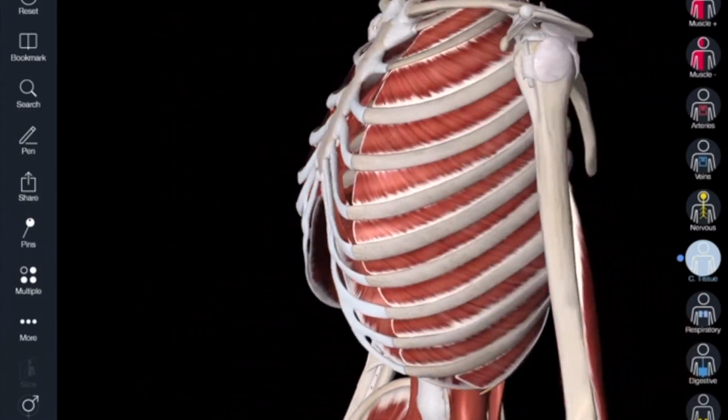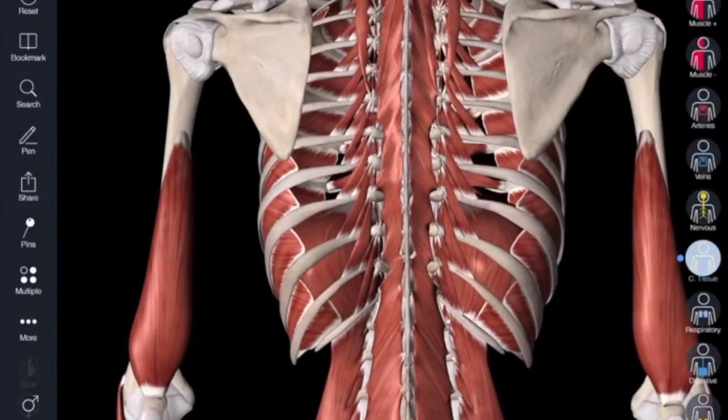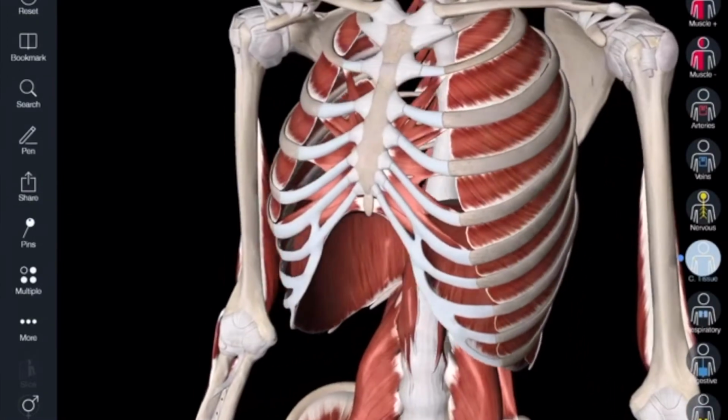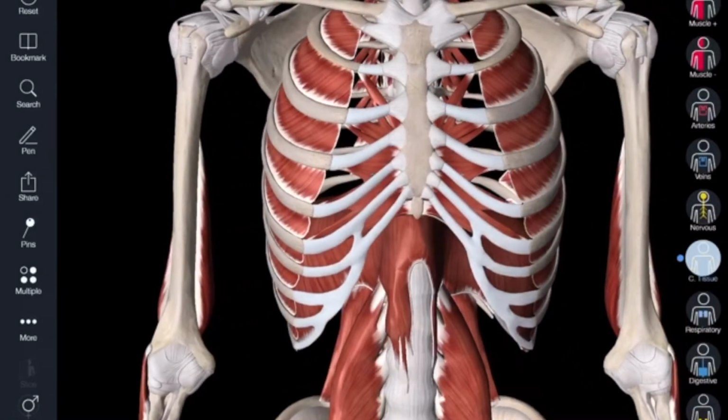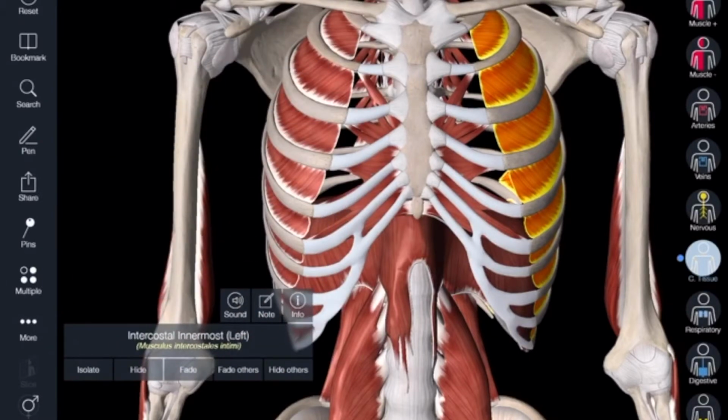So the intercostals are muscles that are between the ribs. That's exactly what their name means. Inter means between, and costals refers to the ribs. So there are two sets of intercostals. We have these guys here, which are the internal intercostals, meaning they are the deeper layer of the intercostal muscles.